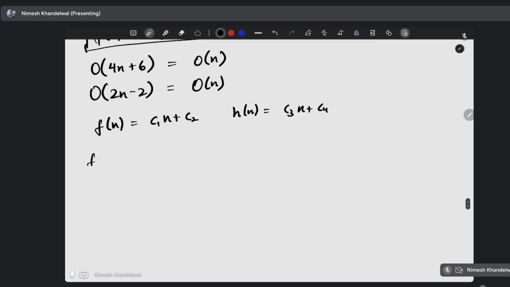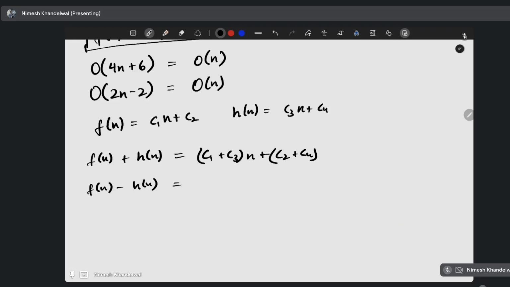So f of n plus h of n is c1 plus c3 n plus c2 plus c4, and f of n minus h of n is c1 minus c3 n plus c2 minus c4. So of course, this is O of n given that c1 and c3 are positive, right? Let's say if all of them are positive, then this is O of n, no doubts.